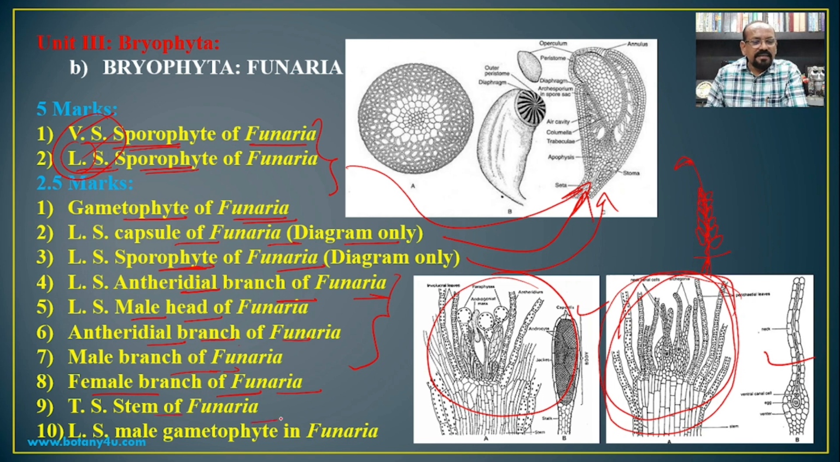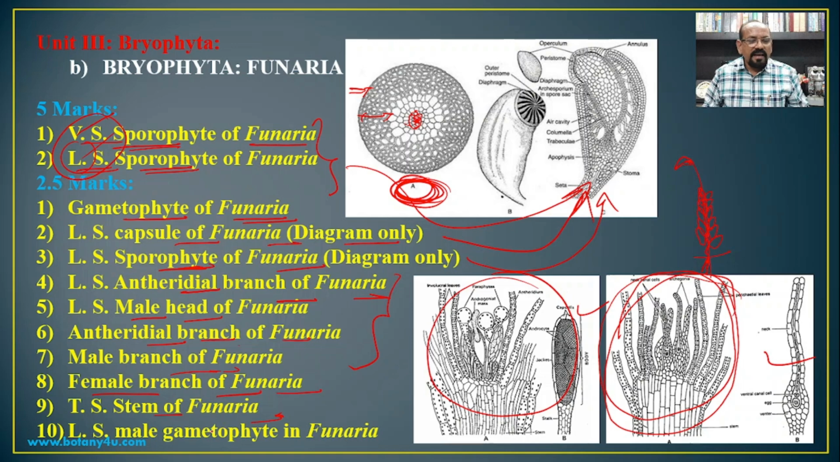Then TS stem of the Funaria. This is a diagram showing the TS of stem of the Funaria, where there is a presence of the epidermis, then cortical region, and few cells which are present in the center and provide the support.